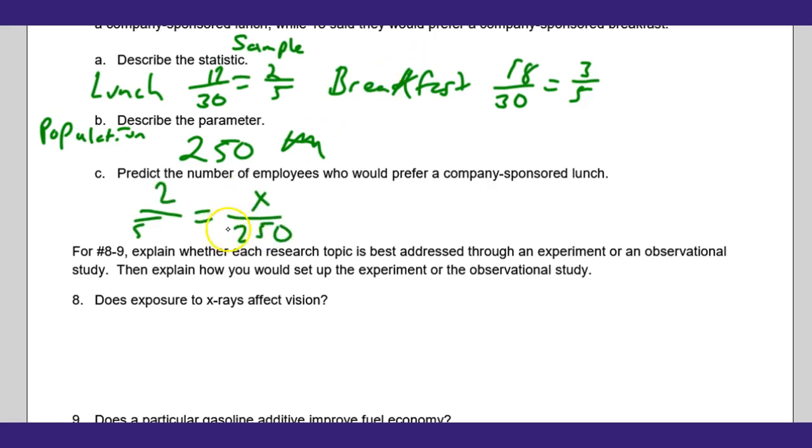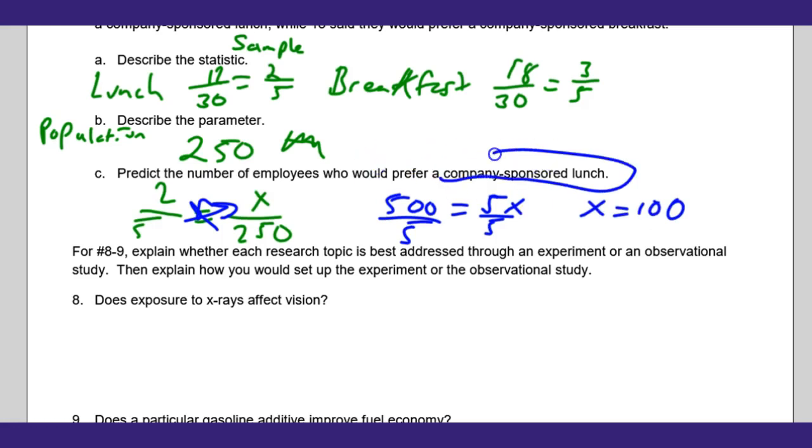Now, of course, you're going to cross multiply. So 2 times 250 is going to give us 500, and 5 times X is 5X. Then we divide by 5 on both sides, and we see that X equals 100. So about 100 people prefer the company-sponsored lunch.